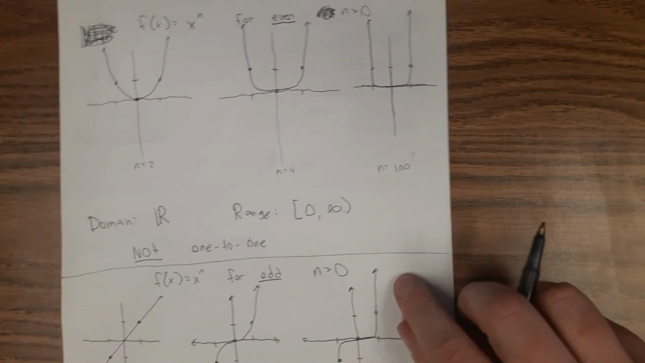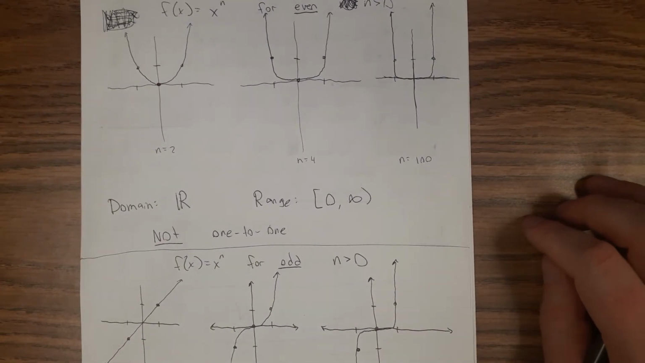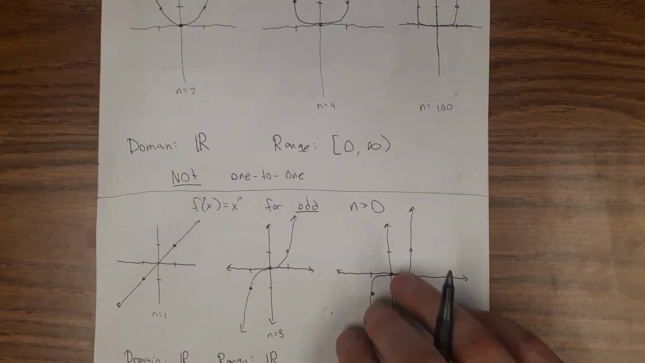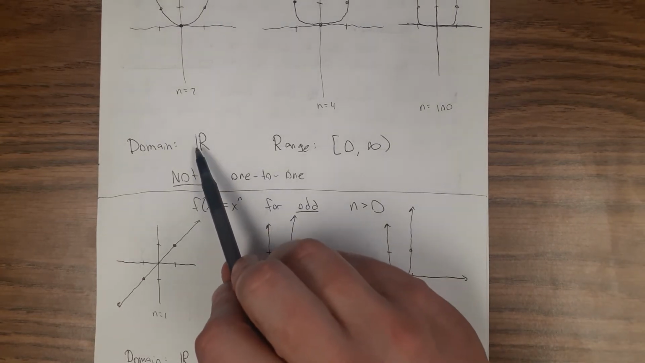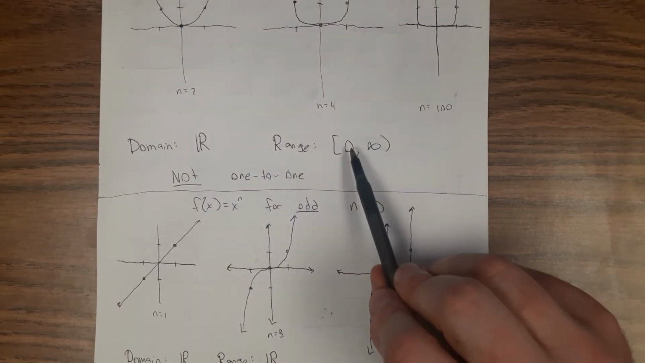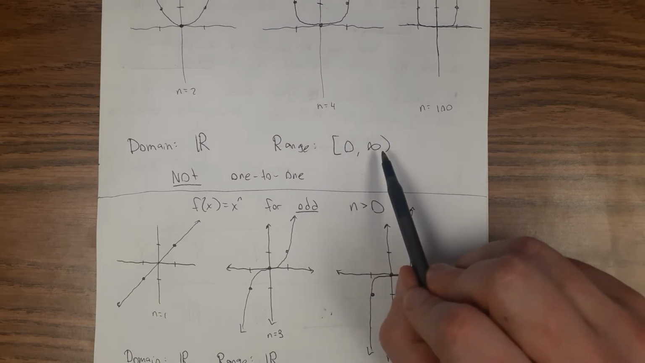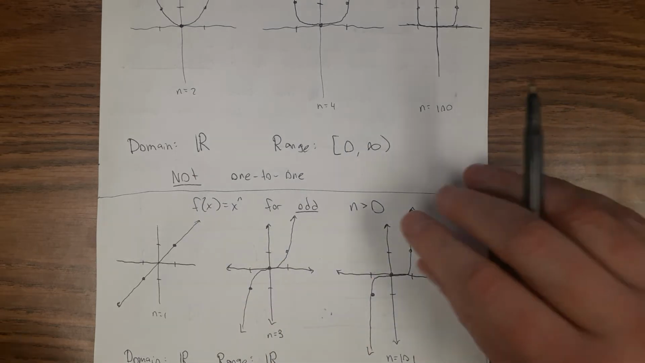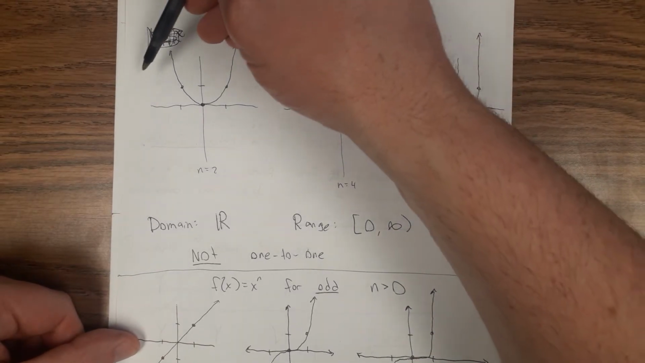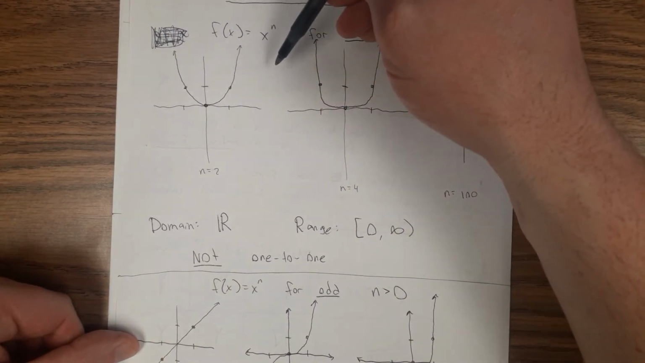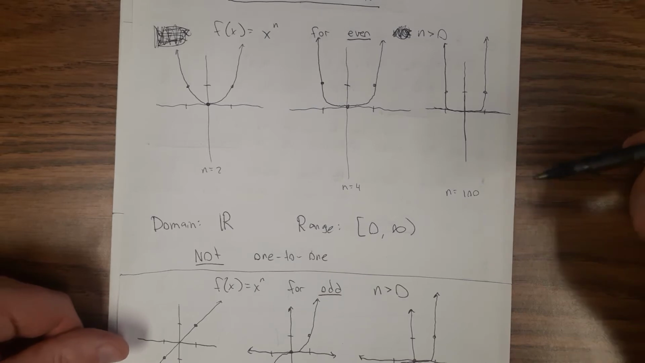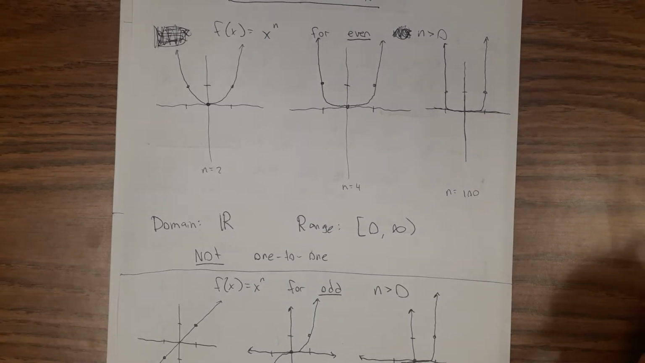So that's what even powers of x look like. By the way, the domain is all real numbers. The range is all non-negative numbers, so 0 to infinity, including 0. And these functions are not one-to-one, of course. To test whether they're one-to-one, you do the horizontal line test, and these all fail the horizontal line test, of course.